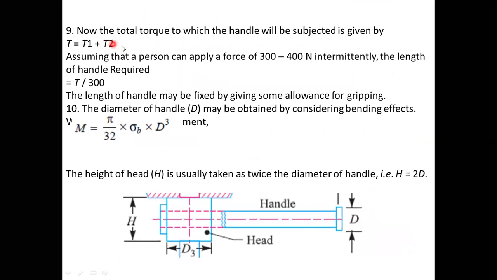Step number 9 is to calculate the total torque. The total torque to which the handle will be subjected is given by T is equal to T1 plus T2. Assuming that a person can apply a force of 300 to 400 Newton intermittently, the length of handle required is capital T upon 300, that means torque divided by 300. The length of the handle may be fixed by giving some allowance for gripping.